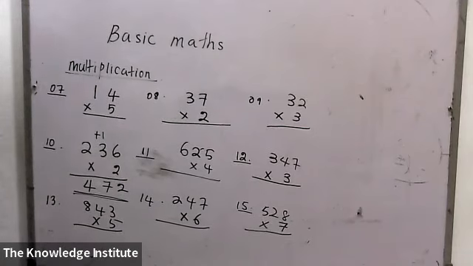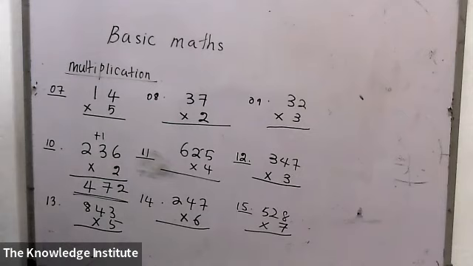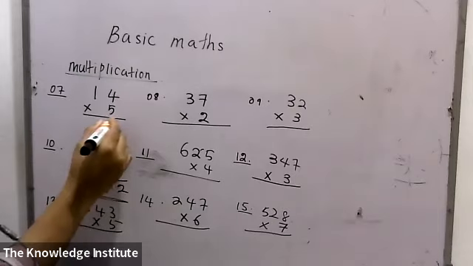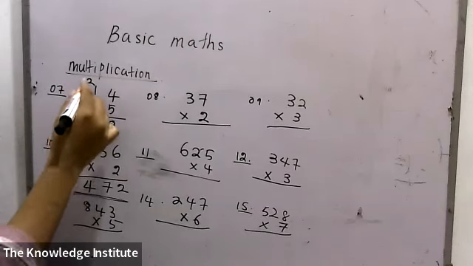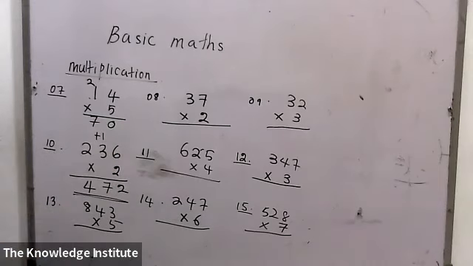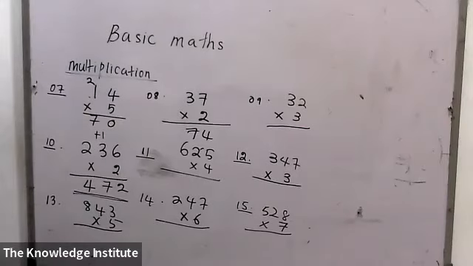Okay, shall we discuss the answers? We can tell the pick later. Yes. 15 by 4, what was the answer, dear? Seventy. Okay, let's check. 5 by 4. What is your answer? 5 into 4. 20. So 0 here, 2 here. 5 ones are 5. 5 plus 2. 7. Therefore 7. 37 by 2. 74. Correct. 32 by 3. 96. Correct.